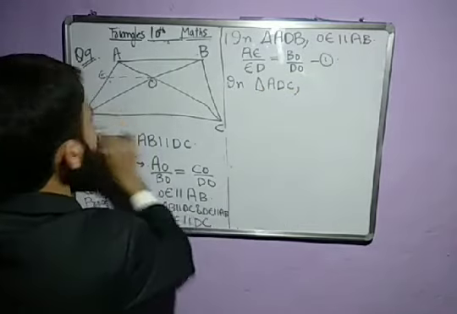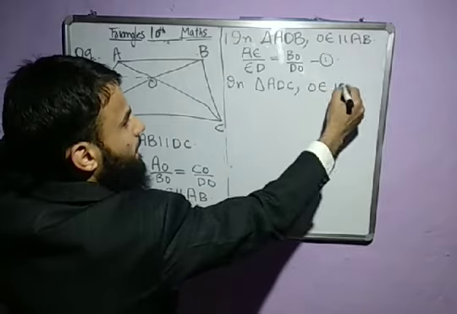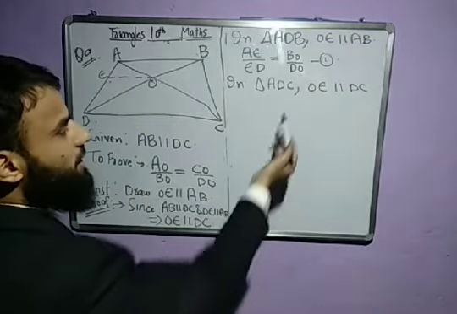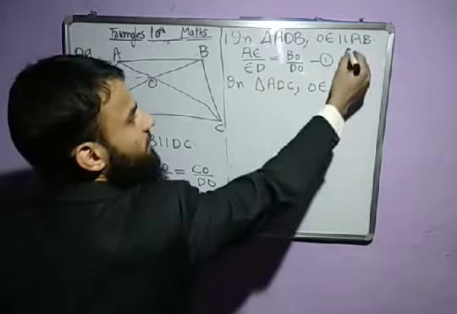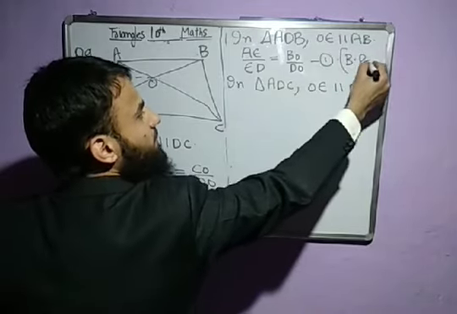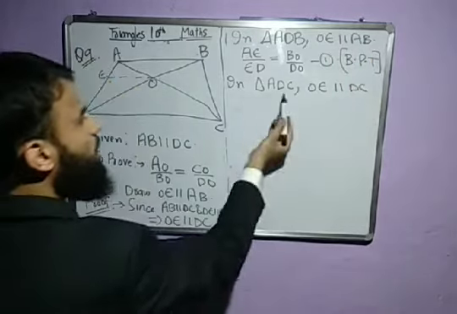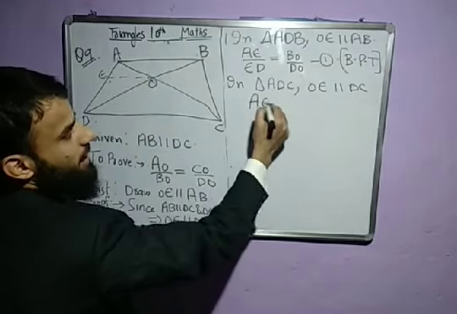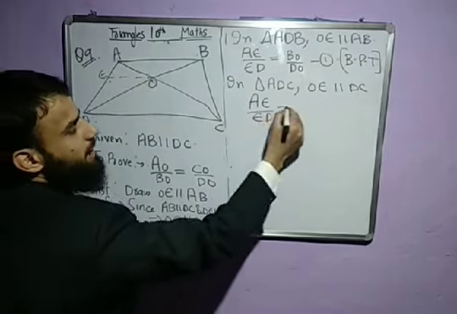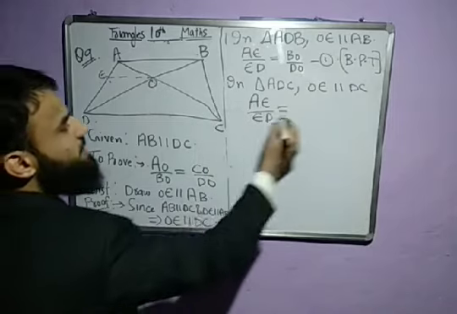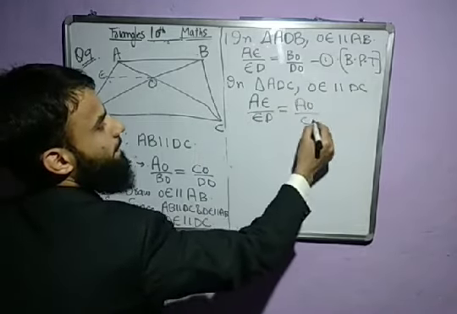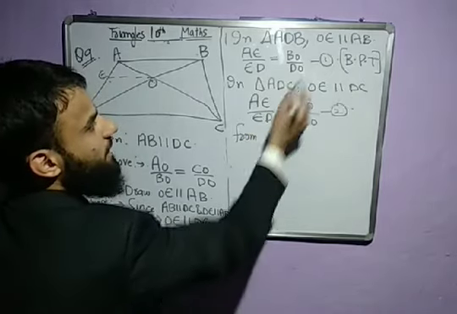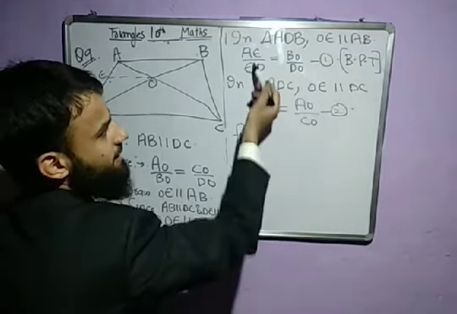Now similarly, you can take the triangle ADC. Here OE is parallel to DC, and then you can apply the basic proportionality theorem. You have to write the reason here also. Basic proportionality theorem. Now here we can also find AE divided by ED is equal to AO divided by CO. It is equation 2.